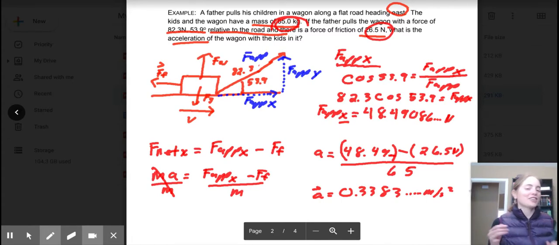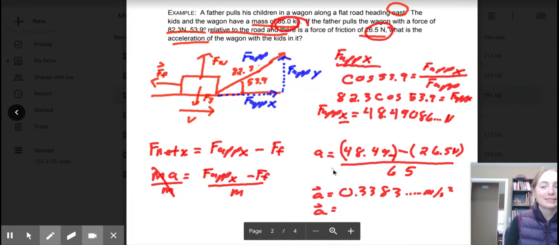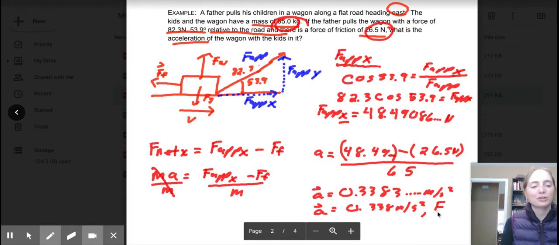So now, ladies and gentlemen, I want sig digs, I want directions, I want units. So we have our acceleration. And when we come back to the question, I want 3 sig digs. So that means it's going to be 0.338 meters per second squared. And we're also going to need a direction here, because the father is pulling the kids on a wagon east, and motion is going to be east.